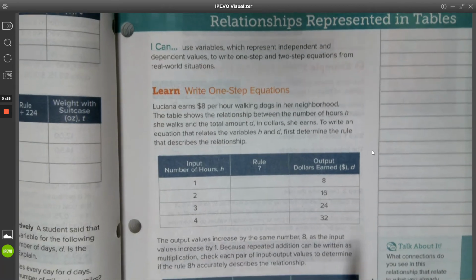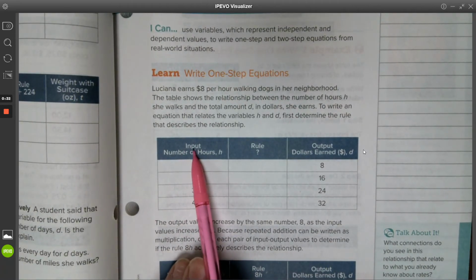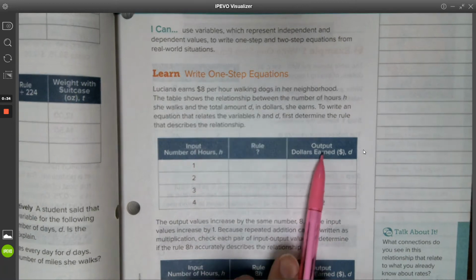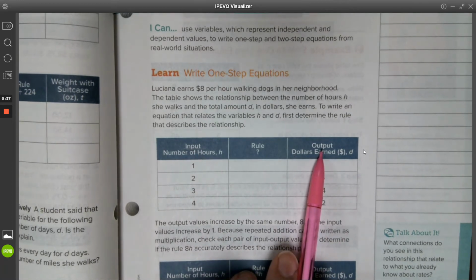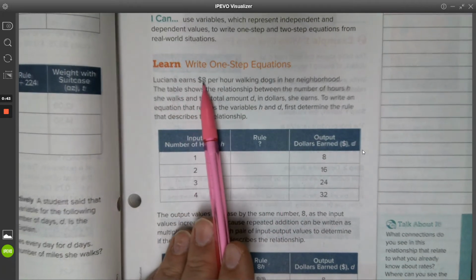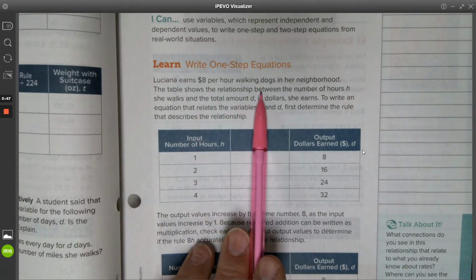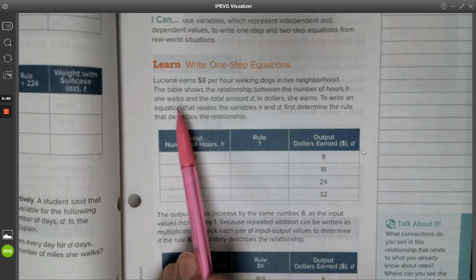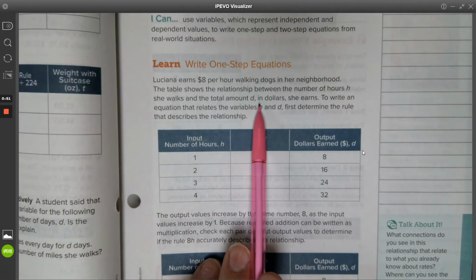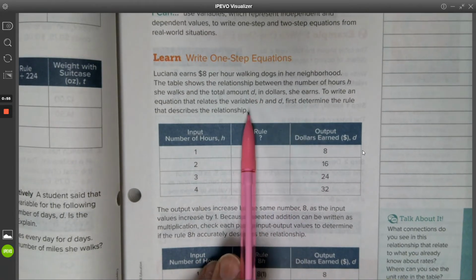Now, remember, we talked about independent variables as being the input, and whatever we do with the input determines the output, or the dependent variables. So let's take a look at our first situation. Luciana earns $8 per hour walking dogs in her neighborhood. The table shows the relationship between the number of hours H she walks and the total amount D in dollars she earns.